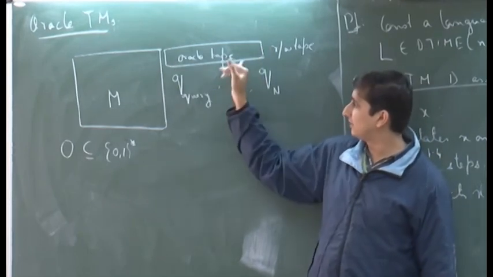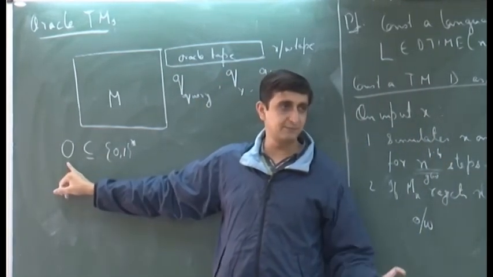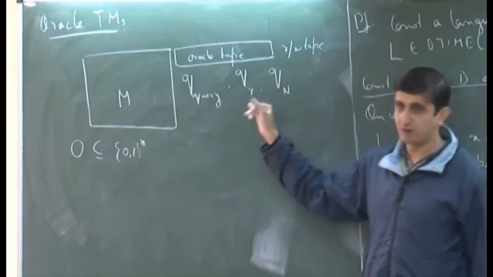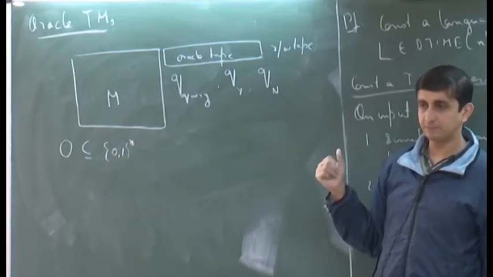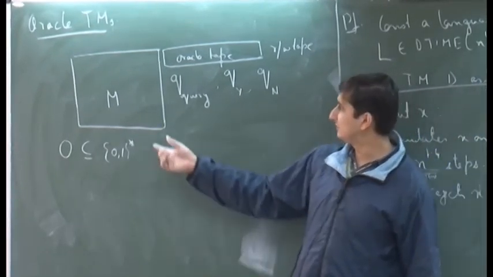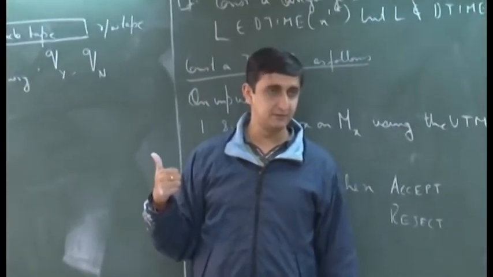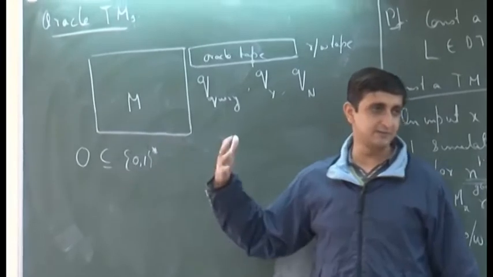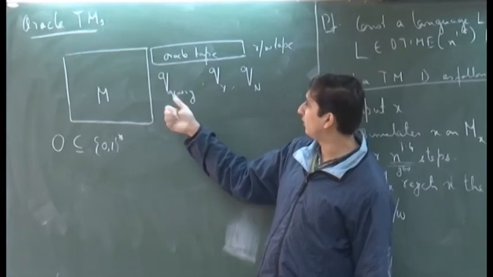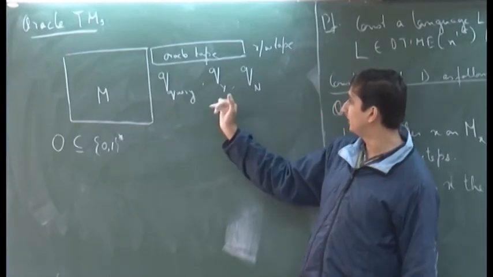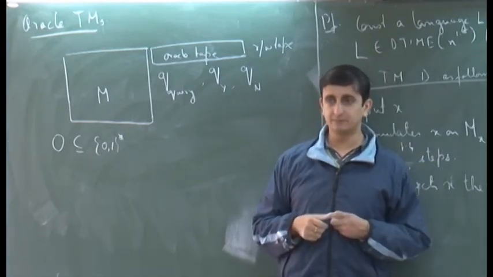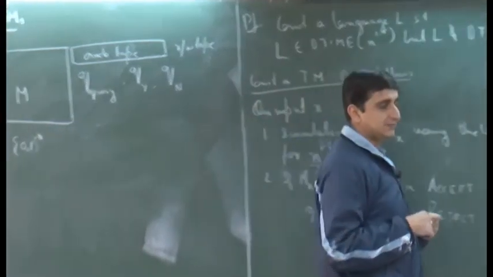If the string written on the oracle tape belongs to this language, so there is a fixed language O, it will immediately go to q_yes, and if that string does not belong to the language, it will go to q_no. And then it will proceed. The good part is that we count that as one computation step. Maybe this O is a very complex language, with very high complexity. Nevertheless, we just think of going from q_query to either q_y or q_n as just one computation step. That is the reason why we have this black box picture in mind.